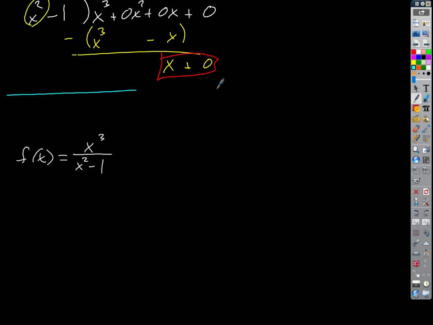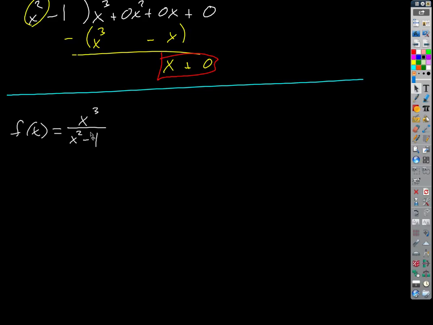Does the bottom factor easily? x plus 1 times x minus 1. Good, so it's a difference of squares, isn't it? So it's going to be that conjugate pattern. So we get x cubed over x plus 1 times x minus 1, right? So can you think of a strategy for using synthetic division, which is easy now?